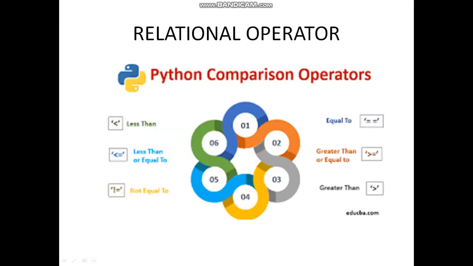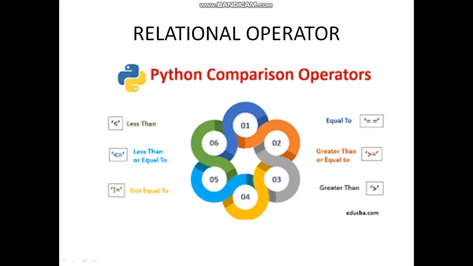They are the relational operators or the comparison operators. Now here you can see all the 6 comparison operators. They are less than, less than or equal to, not equal to, equal to, greater than or equal to, and greater than. These are used to compare two variables. I hope it is clear. This you have been studying in mathematics as well, right?